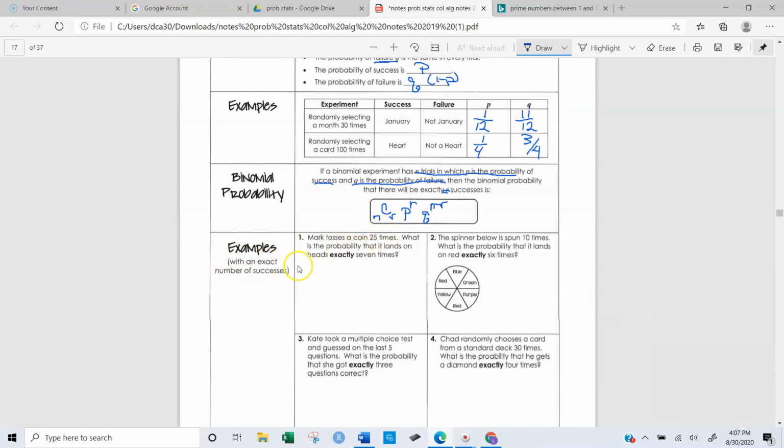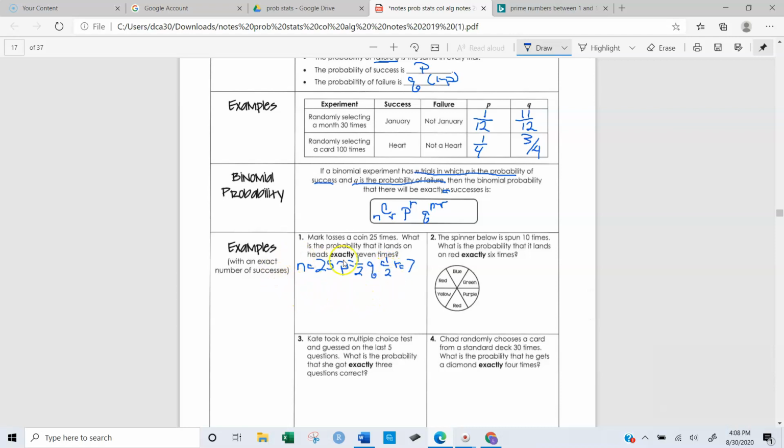Okay, so we've got to find n, P, Q, and r when we're doing this. So first thing we know is n is how many trials we have. P is success. Q is failure. r is how many times I want to be successful. So that's the first thing to write down. Mark tosses a coin 25 times. So this is how many times I'm doing this. What is the probability that it lands on heads exactly 7 times? So 7 is how many I want to be true. The probability of heads is 1/2. Not heads, in this case, is also 1/2 because that's tails.